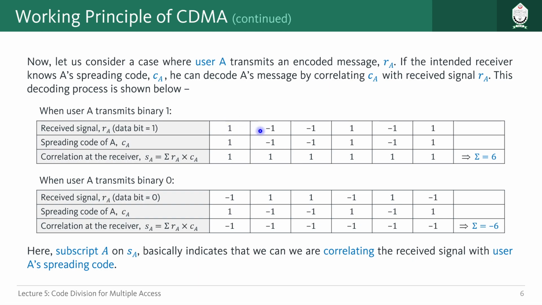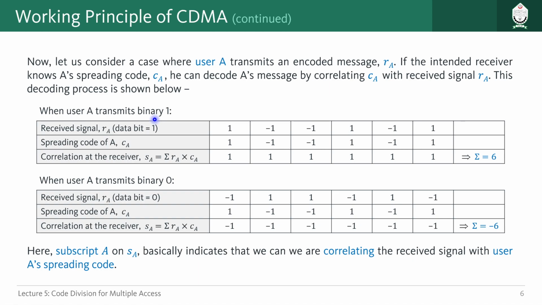So this is the transmitted signal, this is the spreading sequence of user A. First of all, let us multiply. So 1 multiplied by 1, result 1, minus 1 multiplied with minus 1, 1. So in this way all the values are taken, then this whole sequence should be added together to take the total summation. So that is done here. So this is the correlation of C of A with R of A, which is called S of A. So correlation at the receiver, S of A is equal to 6 whenever user A transmits binary 1.